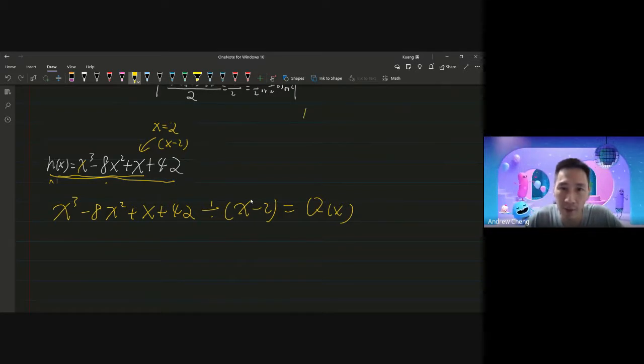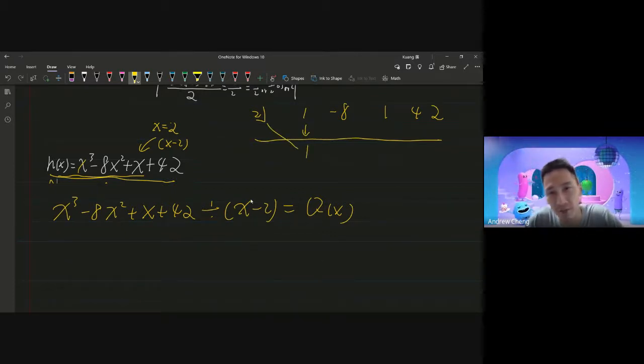So 1, negative 8, 1, 42. And then here is minus 2, I need to change the sign to become 2. All right, put 1 down here. If you're not familiar with this, please watch the previous video, okay? So 2 times 1 is 2, plus, that will be negative 6. I don't have time to explain again here.